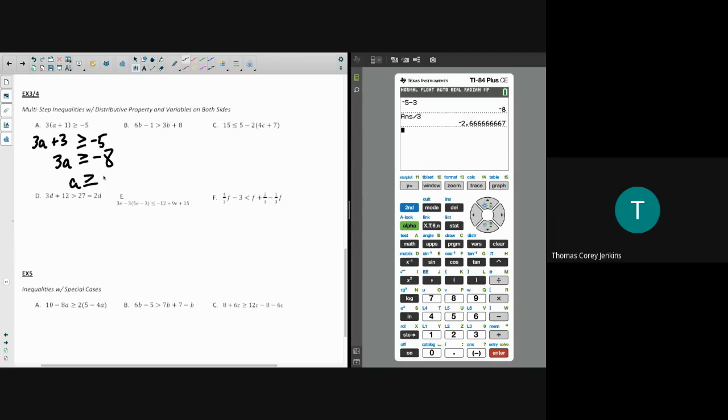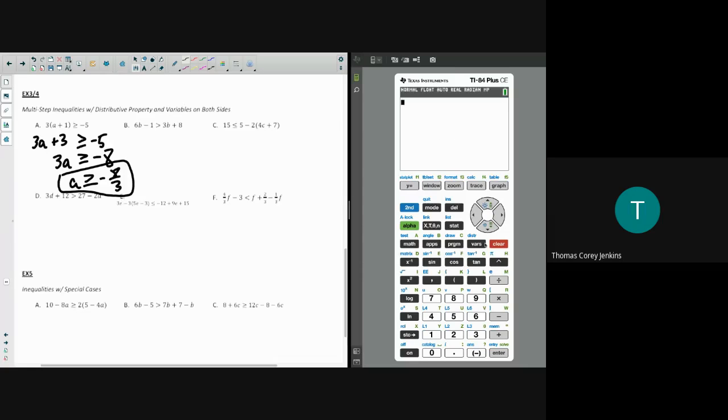I suggest you just leave it as -8/3. That's the easiest way to finish that out. Or you have a button on your calculator where you can turn a decimal into a fraction. On my calculator, it's under math. On your calculator, it's something different. So if I turn that into a fraction, I'm going to see that same number, -8/3.